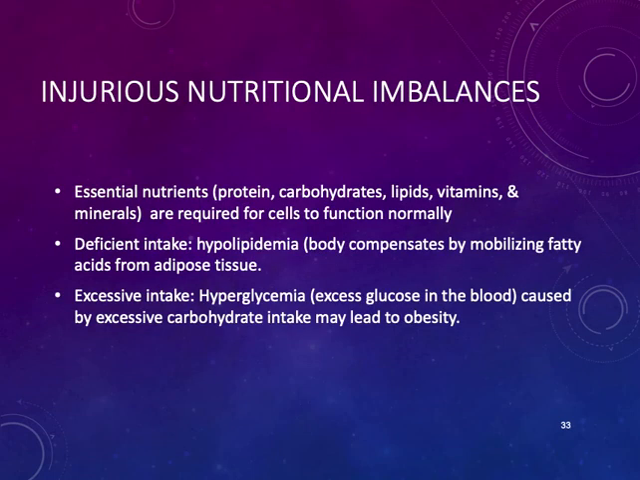Nutritional imbalances is another big one that you'll see in the older adult or even the younger child as well. If there are deficient nutrients like proteins, carbohydrates, lipids, vitamins, or minerals, whether there's an excess amount or deficient amount, it can cause cellular injury or impairment to the cell function. So if there's a deficient intake, like low lipid or low fat intake, that's where you start to mobilize fatty acids from the adipose tissue. It's almost like going into a state of starvation, and your body pulls the fat from your normal store for normal cellular function.